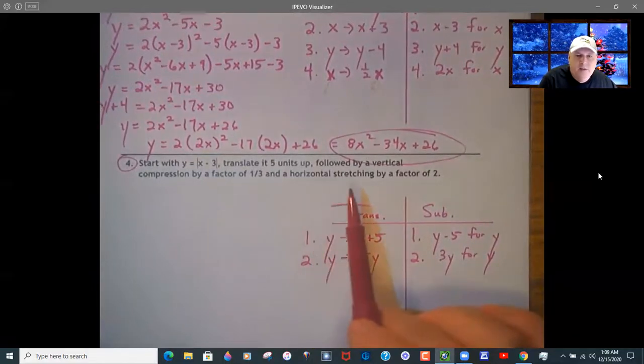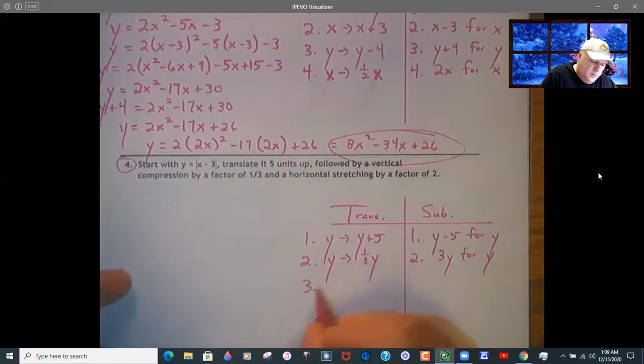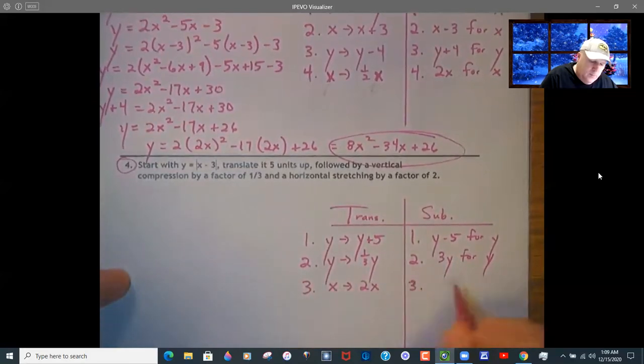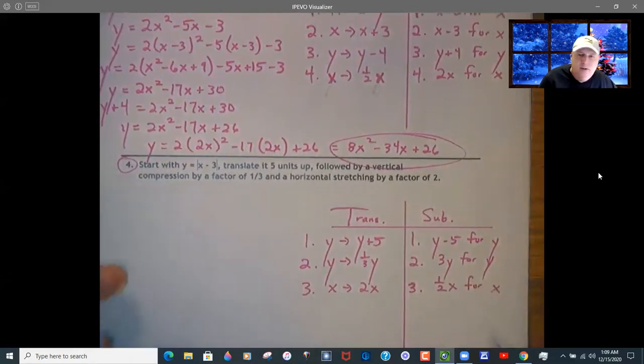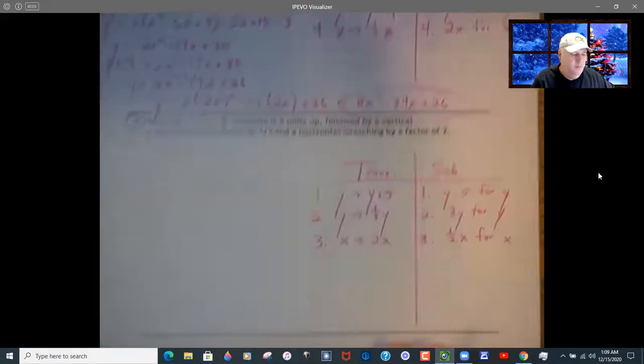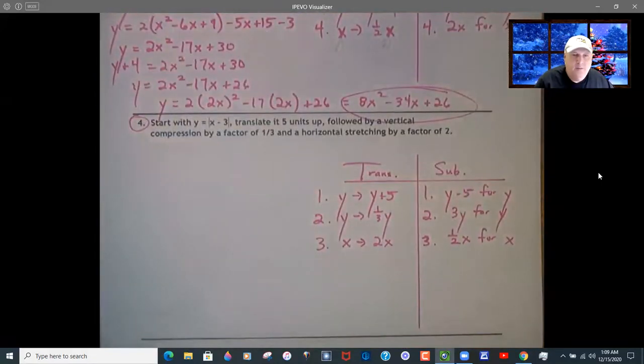And a horizontal stretching by a factor of 2. So horizontal is x. And so 1/2 x will go in for x. And then we would simplify. So remember, when you replace for y, you solve for y. When you replace for x, you simplify.